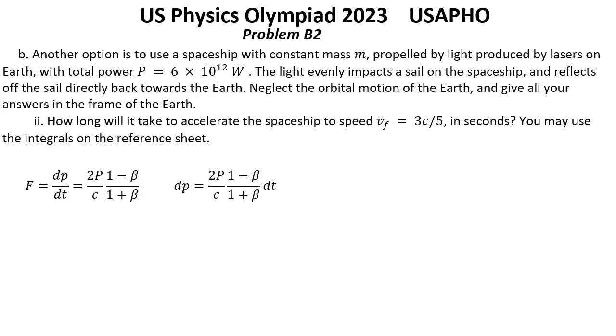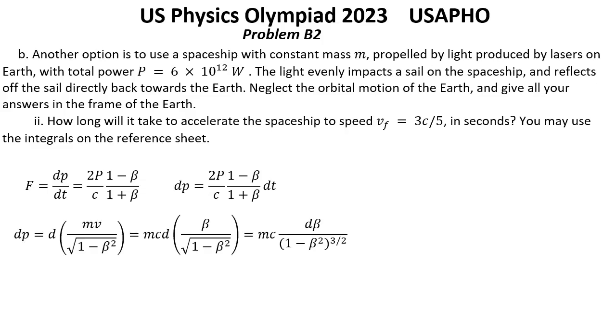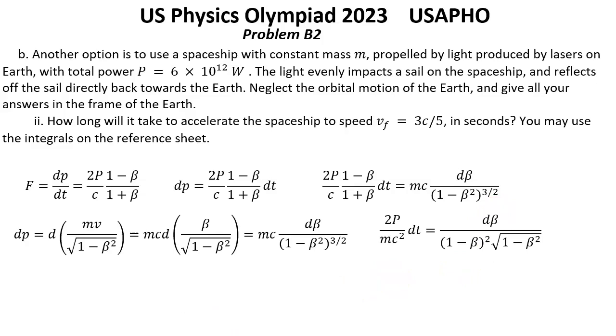But on the other hand, the change of momentum of our ship is this expression, which is finally mc multiplied by delta beta over (1 minus beta squared) to the power 3/2. Now we can equate these two expressions and get this differential equation where we can separate variables. So we have this equation which we can integrate and find the solution.